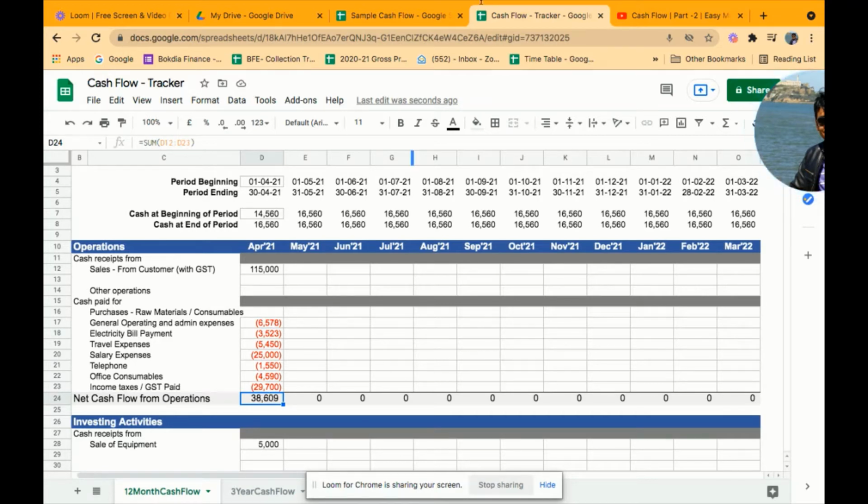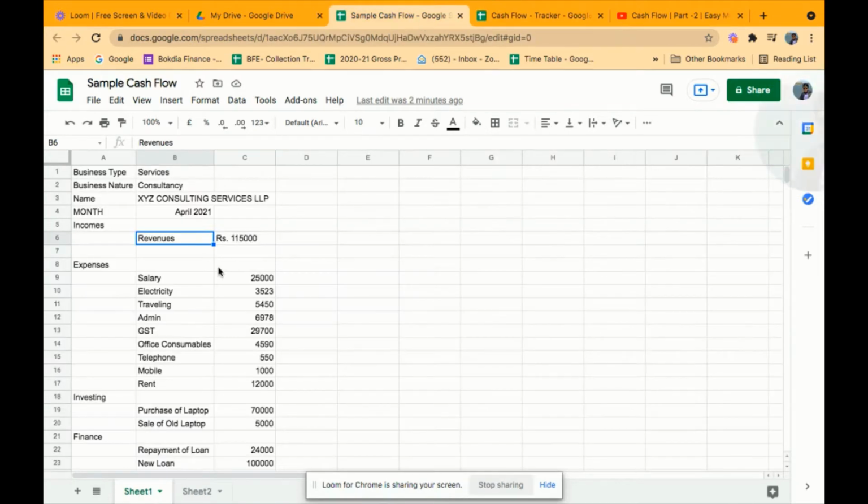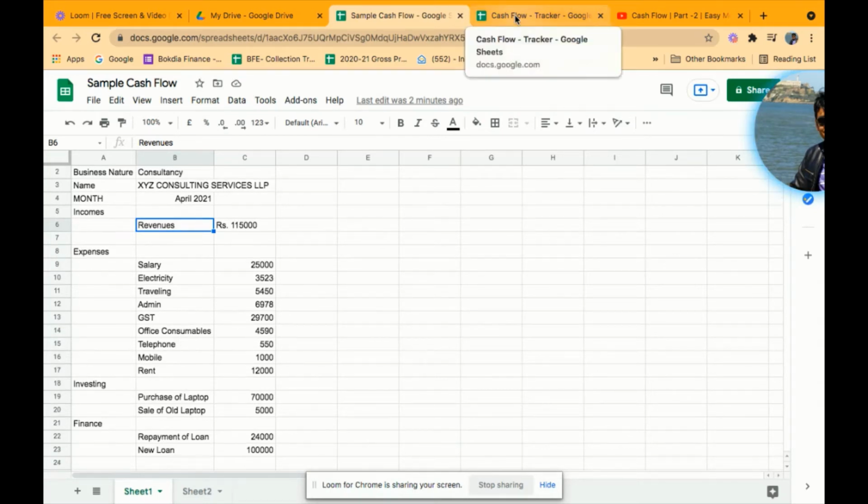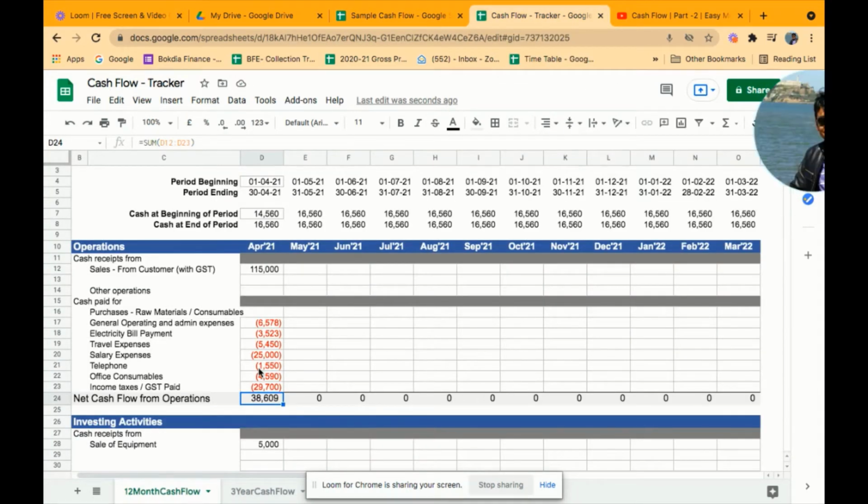It is 38,609. And the expenses that have been taken are salary, electricity, traveling, admin, GST, which is GST paid since the revenue is with the GST, and then office consumables, telephone, and rent. So after all payments, the business is positive, which is a really good sign.